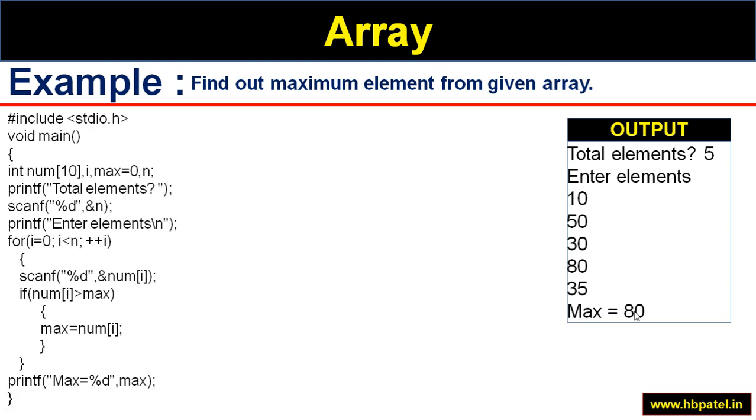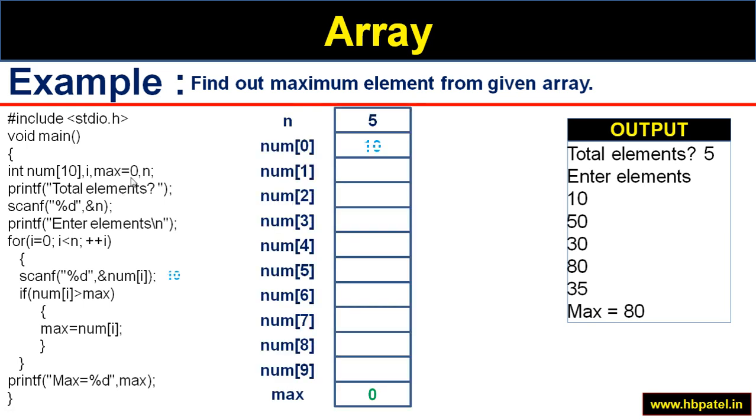So this program, we have already seen in our array. So it is the same concept. We have one array called num10, one max. Then we are asking how many elements. So first thing is, it will ask me total elements. So total elements, when I enter 5, this 5 will go in n. So n will be 5. And then it will ask me enter elements.